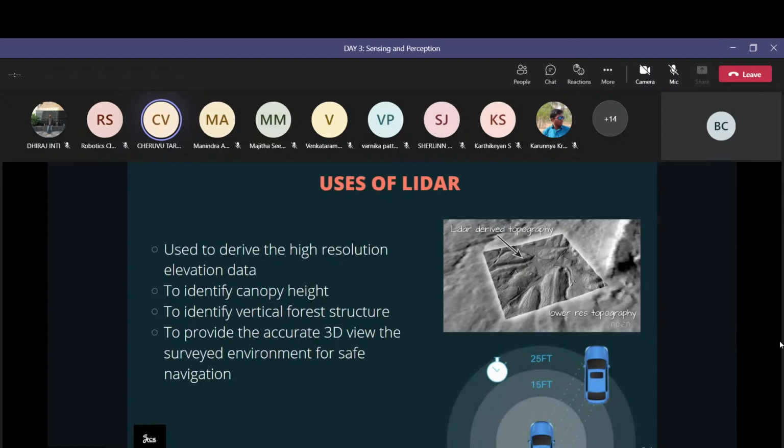There are already some videos on cars working with lidar sensors, guys. You can go to YouTube and search. You'll see a cup-like structure present over the car. That is nothing but a lidar sensor. It will be emitting radiations.